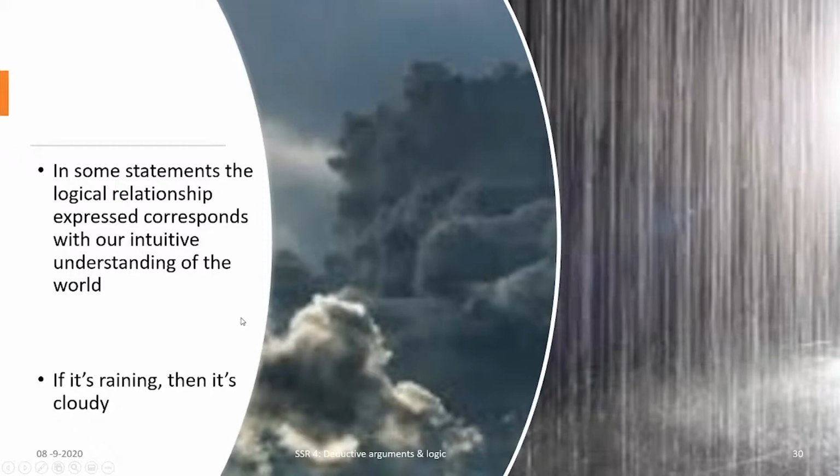So if I'm saying if it's raining, then it's cloudy, it's very intuitive for you to think that as soon as you look outside and you see some rain or you feel that it's raining, it's guaranteed to be true that there's clouds, right? And you also know that if you look outside and there's no cloud to be seen in the sky, it's guaranteed to be true that it's not raining. And that's the exact logical relationship that if P then Q implies.